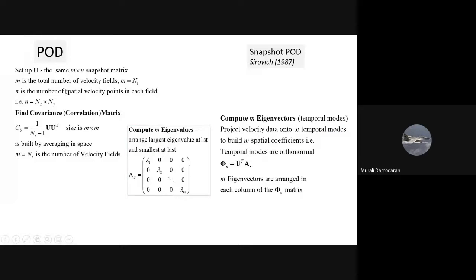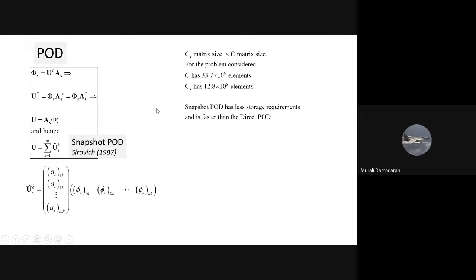So you have to rearrange now, because your covariance matrix is now in terms of M. N is the number of spatial velocities in each field, and M is the total number of velocity fields. So you go and compute eigenvalues, everything. The eigenvectors corresponding to the snapshot POD eigenvalues I've labeled with subscript S. You find that the snapshot POD has less storage requirements and is faster than the direct POD.